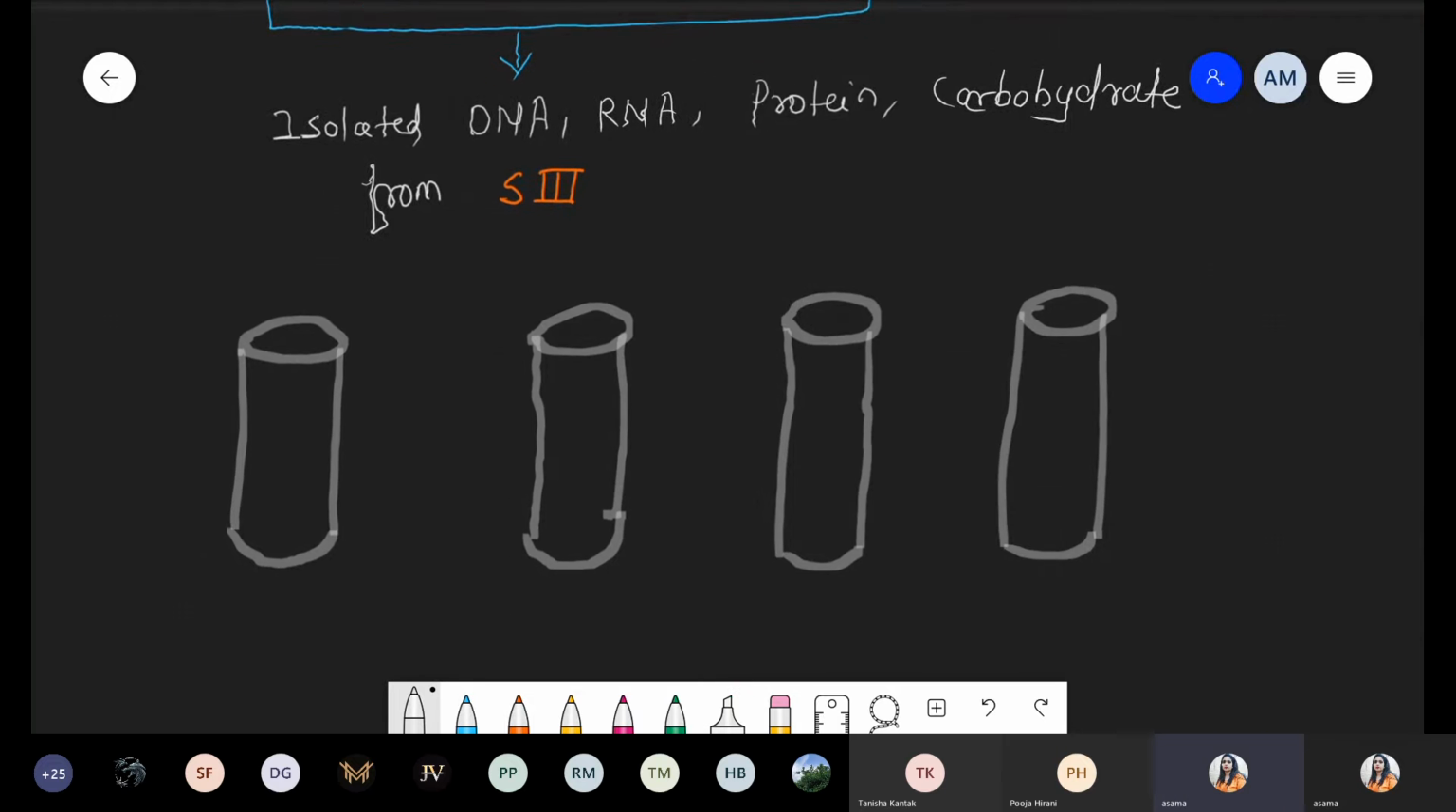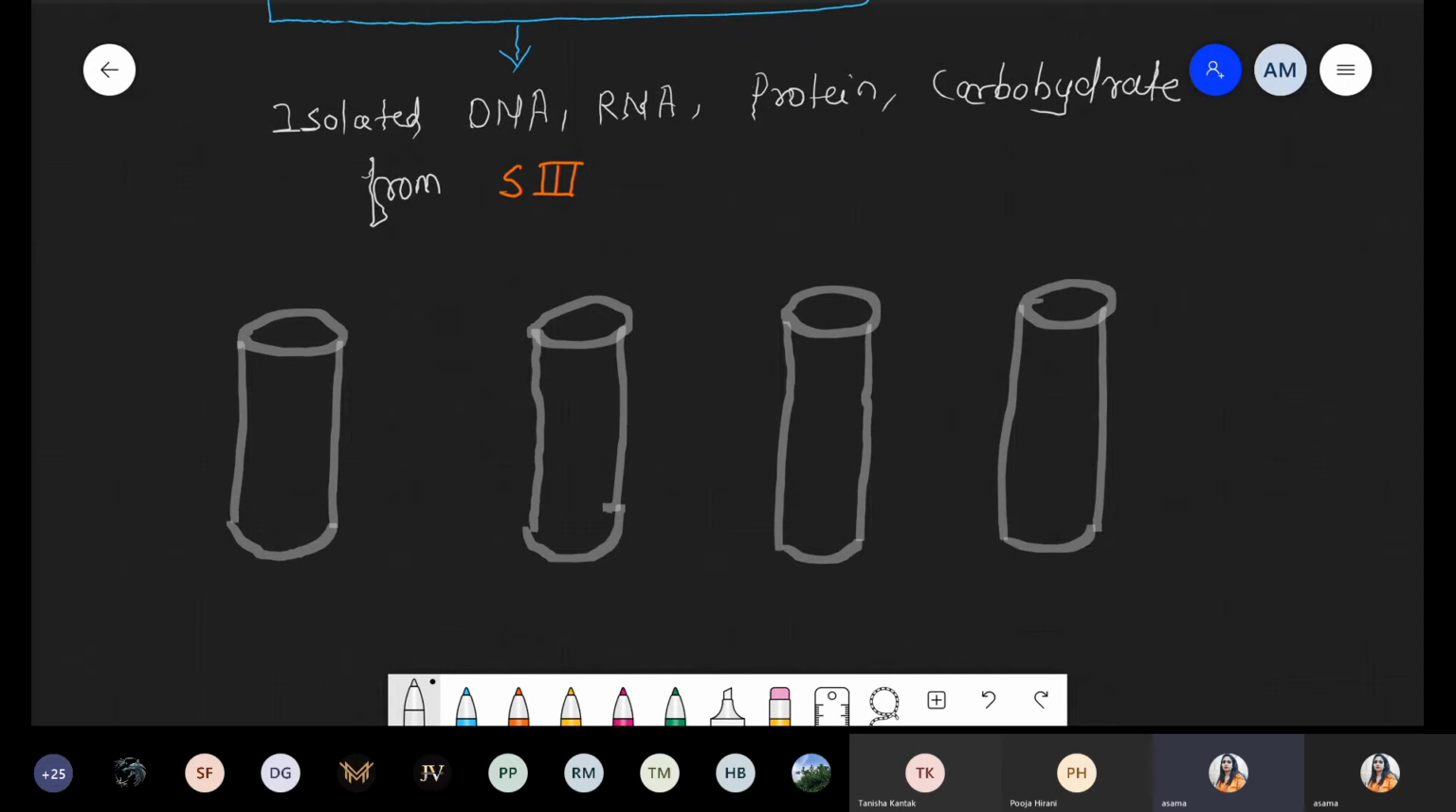Now inside these 4 test tubes, they simply add different strains, and he just wants to find out whether DNA is digested, protein is digested, carbohydrate is digested or not. So simply what happened, he selected the first test tube. Inside this first test tube, he first of all added the rough strain. For the rough, I'm just using R.